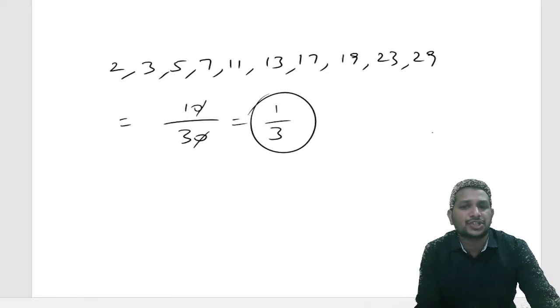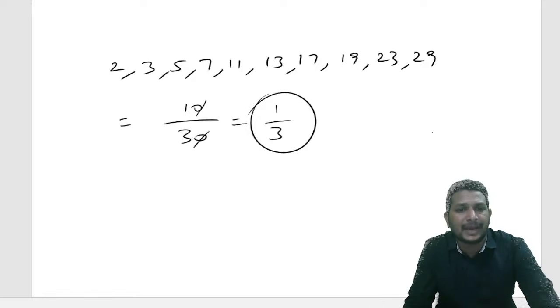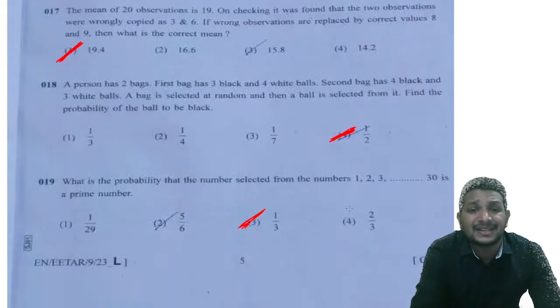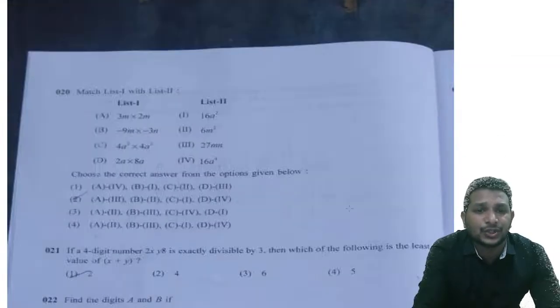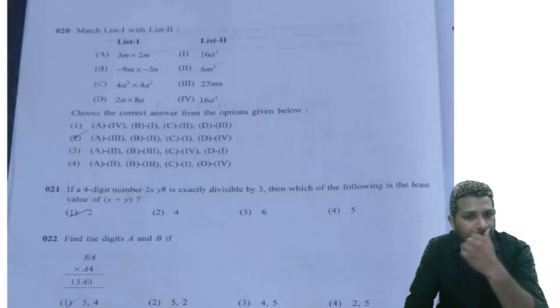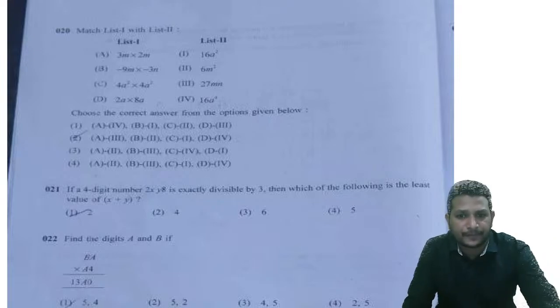So the answer for this question is 1 by 3. That's nothing but option 3. Okay. Option 3 is the answer for this question. Next, let's see the next question. We are discussing set L for class 9th. Don't get confused. The questions are just jumbled. Let's see question number 20.